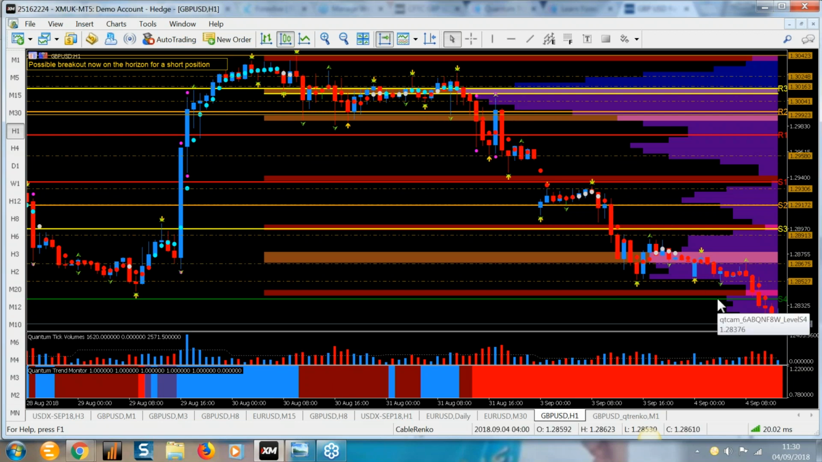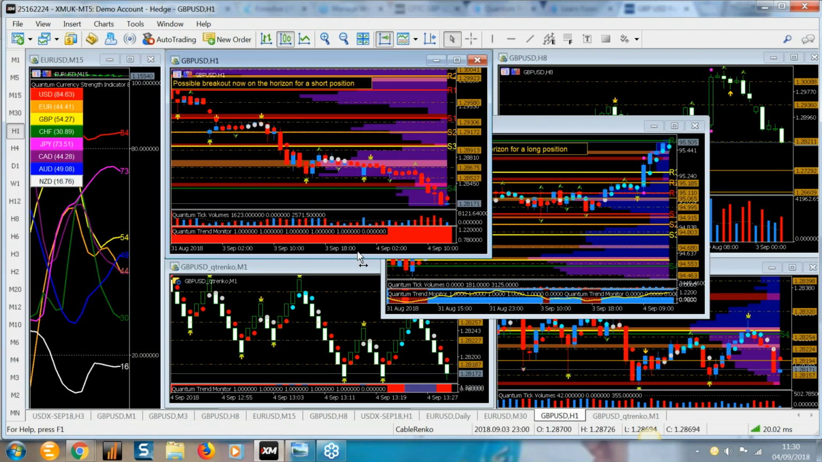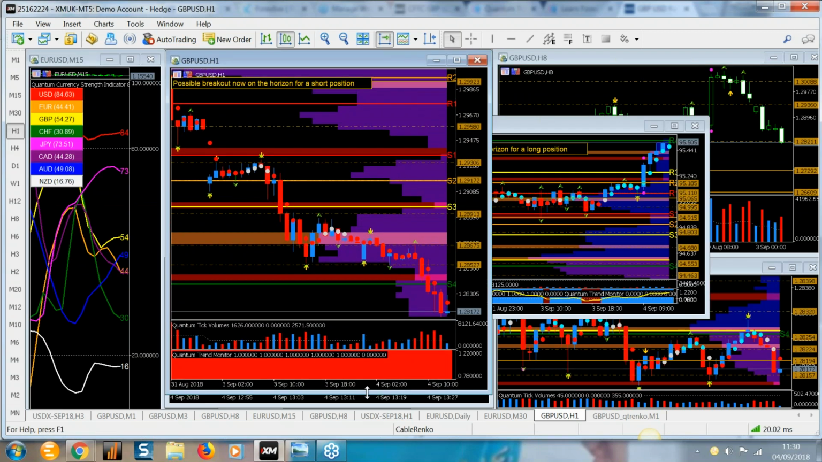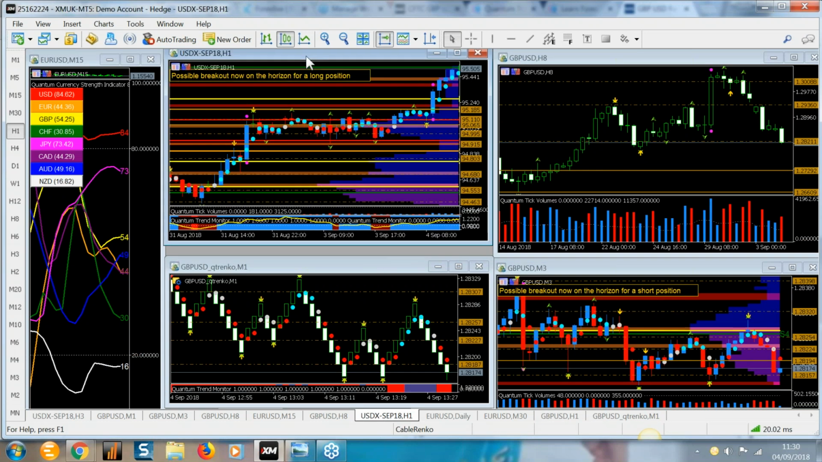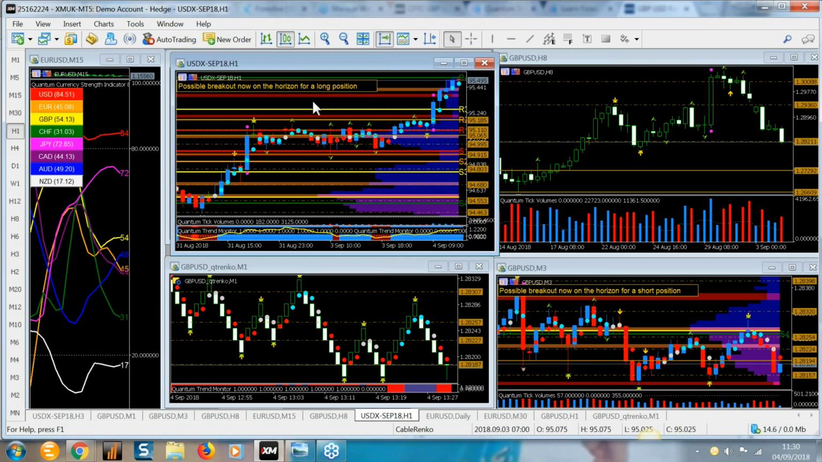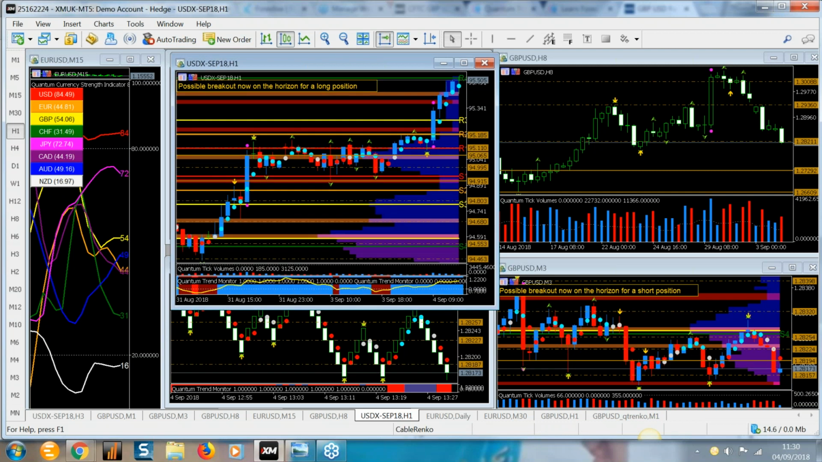In fact, the S4, we've got the break through the S4. As I said, the R4 and S4 on the Camarilla is hugely important. And as I compare it also with what's happening on the 1 hour of the dollar index that we were looking at, again it's really trying to push through that level.